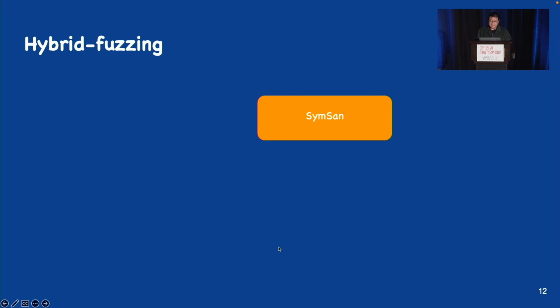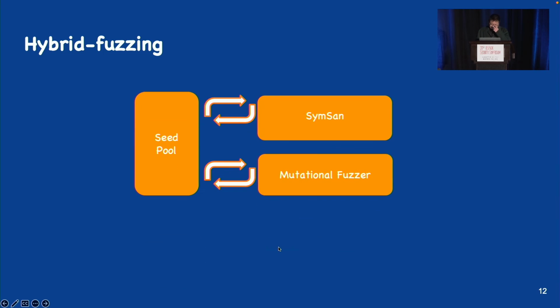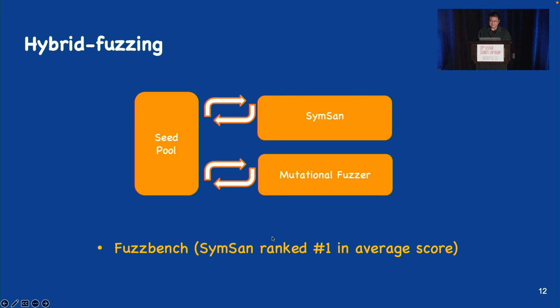We paired SymSAN with a mutational fuzzer, and we get a hybrid fuzzer, and we submitted this hybrid fuzzer to FuzzBench, and currently we have very good results in Google's FuzzBench benchmark.